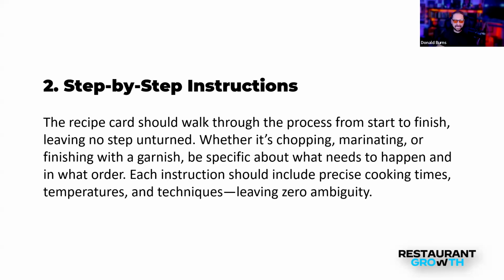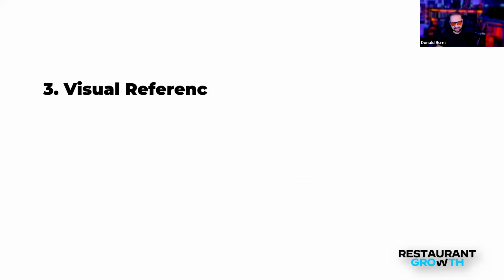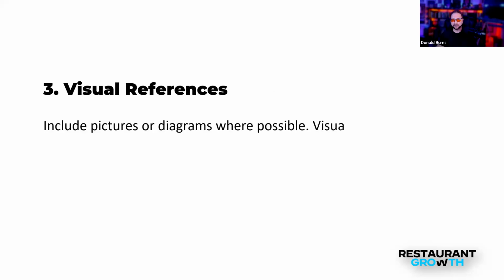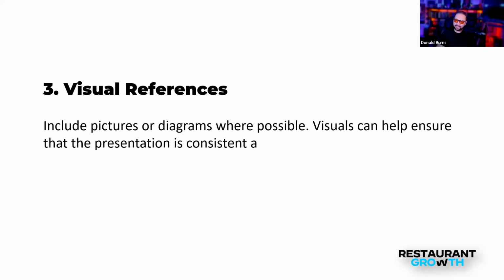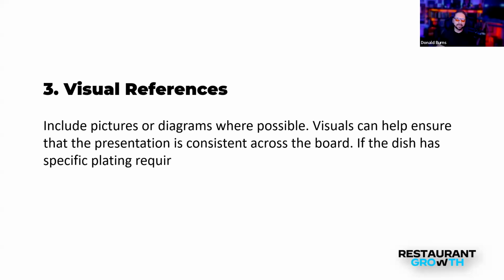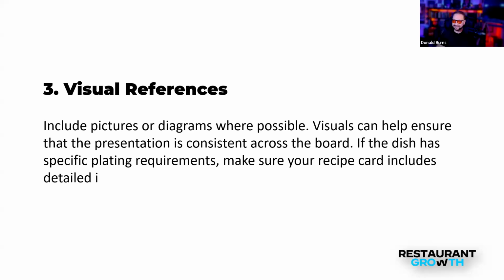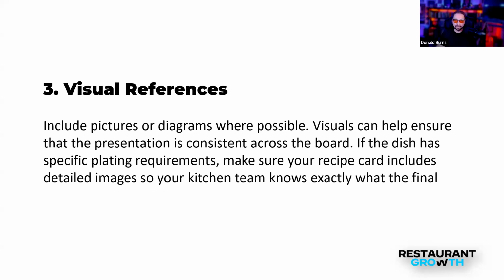Number 3 is, if you can, you should have some kind of visual reference. I like recipe cards or plate specs that have some kind of diagrams or pictures. Now, you could have recipe cards, and then you could have plate specs too. Now, a plate spec is a beautiful, beautiful thing. What do I mean by a plate spec? A plate spec is a visual that helps you ensure that presentation is consistent across the board. If the dish has specific plating requirements, this makes sure your recipe card has detailed images so the team knows exactly what it looks like.